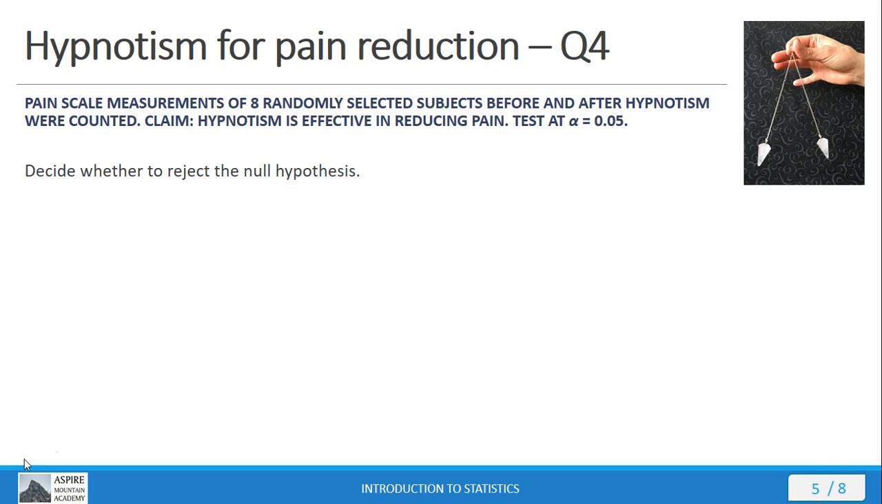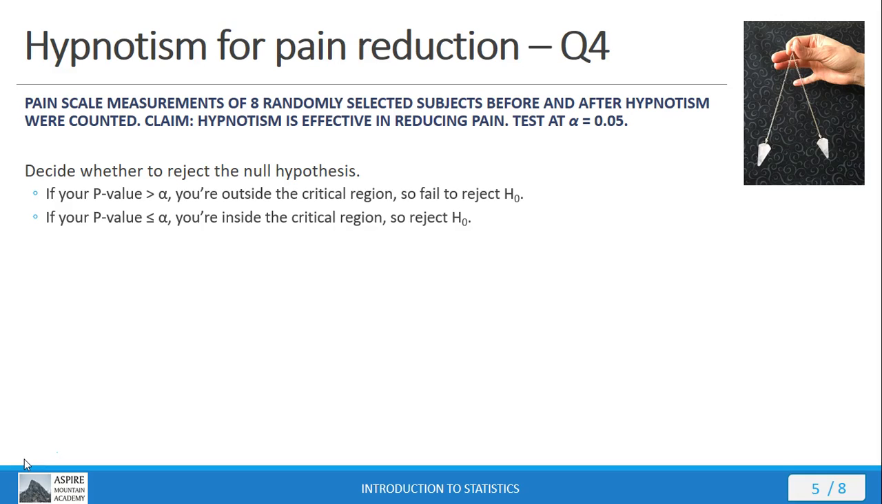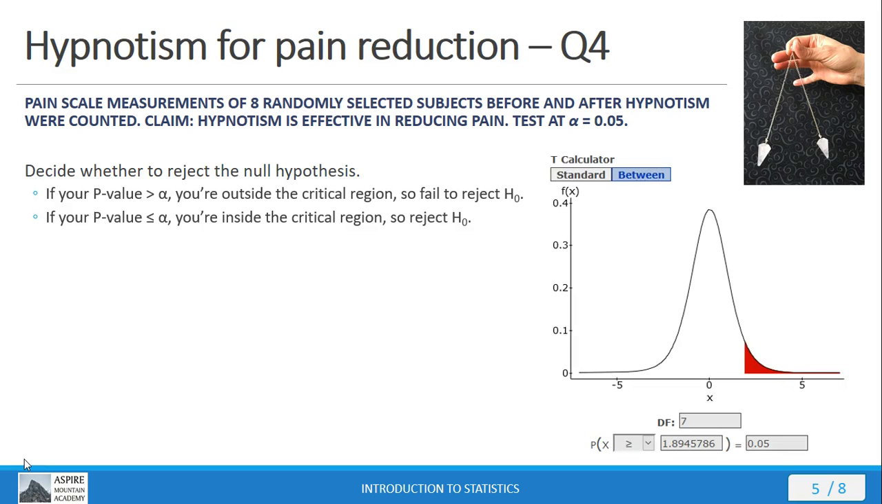Okay, let's see how well you did with this. If we're outside the critical region, which is the region of rejection, we fail to reject. If we're inside, we reject. So if we were to look at our critical value, our region of rejection, here's what we get.